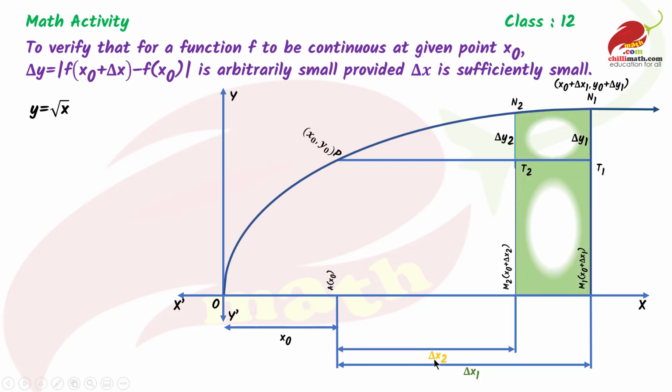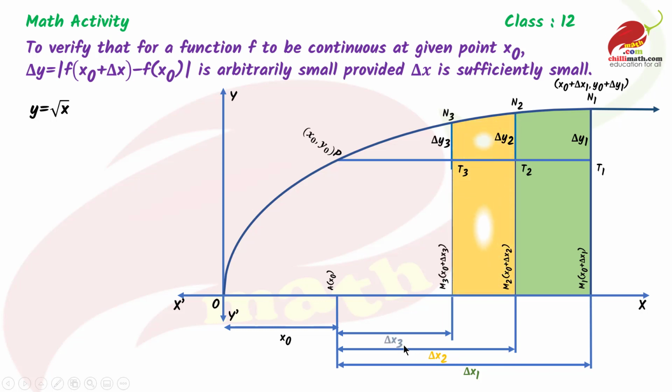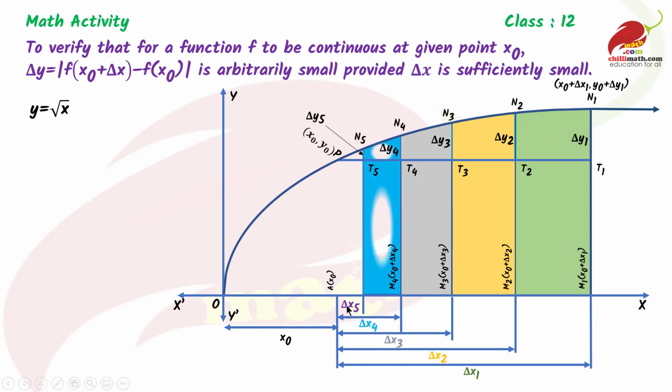Similarly, we'll take another point which is delta x2 distance away from x0. This delta x2 is less than delta x1. Accordingly, the points are m2, whose x coordinate is x0 plus delta x2, and n2, which will be x0 plus delta x2 comma y0 plus delta y2, and this n2 T2 will be delta y2. Similarly, we are reducing this delta x. First we took delta x1, then a smaller delta x, that is delta x2. Now we are reducing its value to delta x3. Accordingly, we write m3, that is x0 plus delta x3, n3 and delta y3. Similarly we are reducing further, that is delta x4, which is less than delta x3, and delta x5.